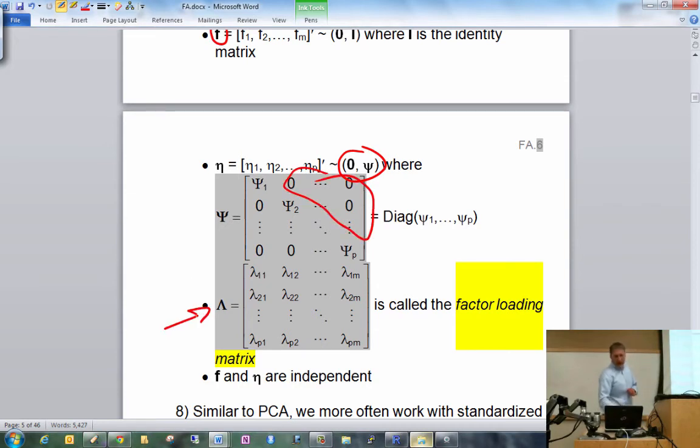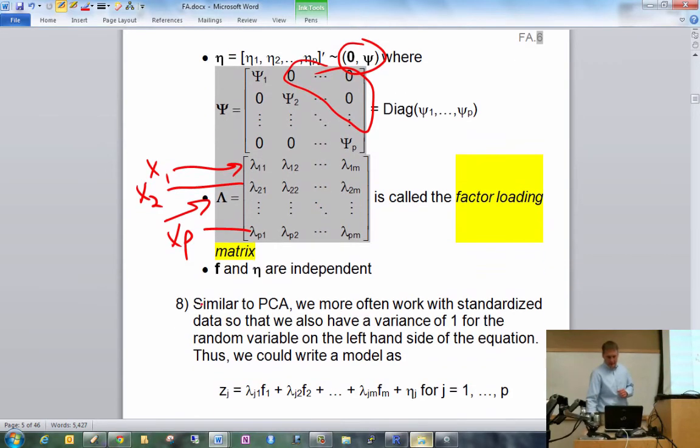And here's our actual factor loading matrix. All I did was put all those lambdas that we had seen previously into one matrix structure. So, for example, the first row corresponds to the lambdas for x1, the second row corresponds to the lambdas for x2, and the last row for xp. Okay. Any questions?